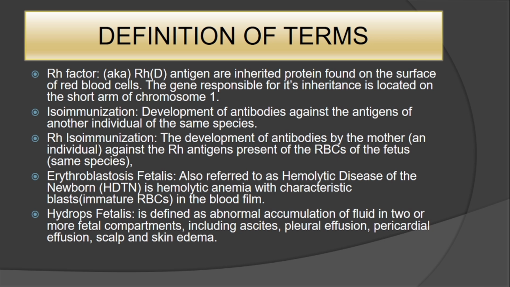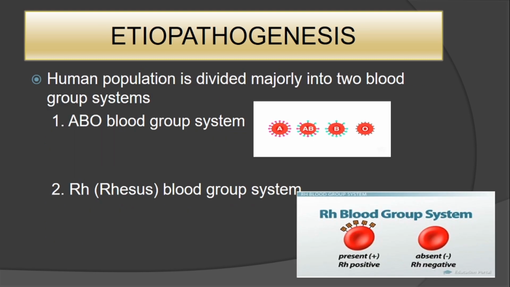Hydrops fetalis. What is hydrops fetalis? Hydrops fetalis is defined as abnormal accumulation of fluid in two or more fetal compartments, including ascites, pleural effusion, pericardial effusion, scalp, and skin edema.